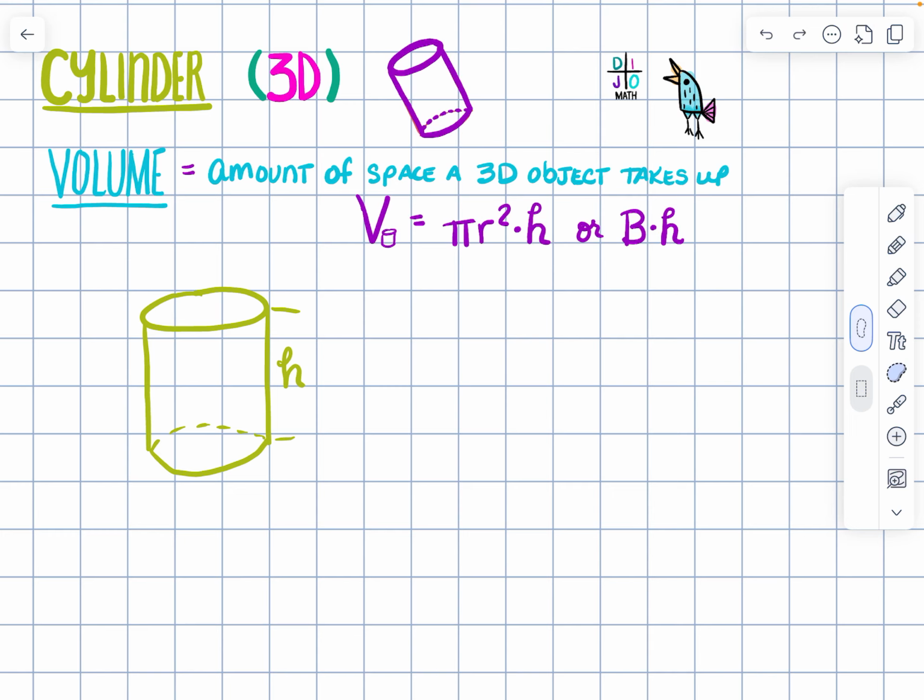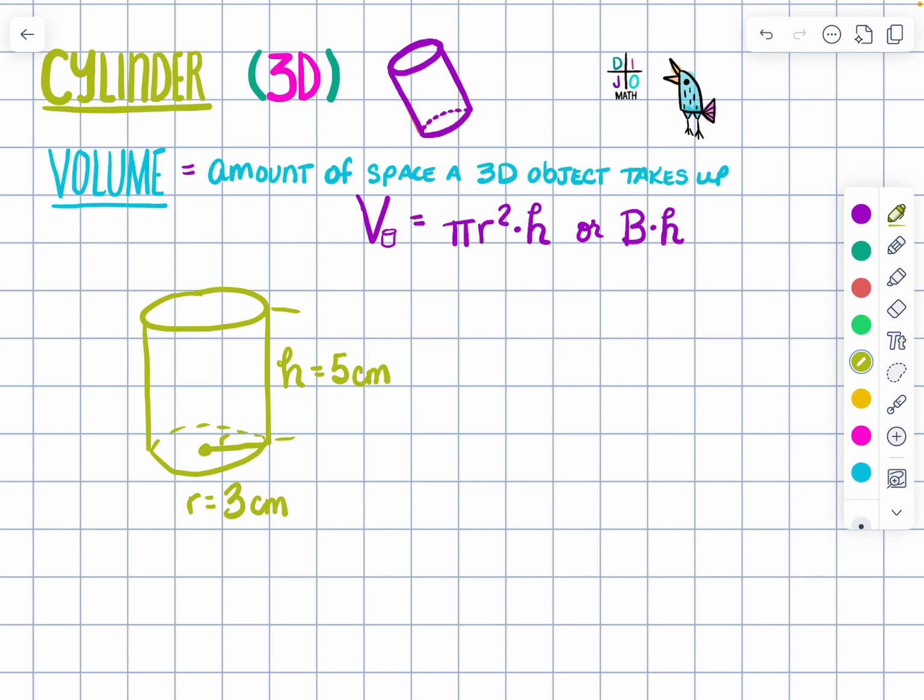So, okay, what's next? The other thing we need to know, other than height, is the radius. So that's right here, and I'm going to give you the radius, in this case, of 3 centimeters. And I'm going to give this one a height of 5 centimeters. Okay, so those are the main things we need to know.